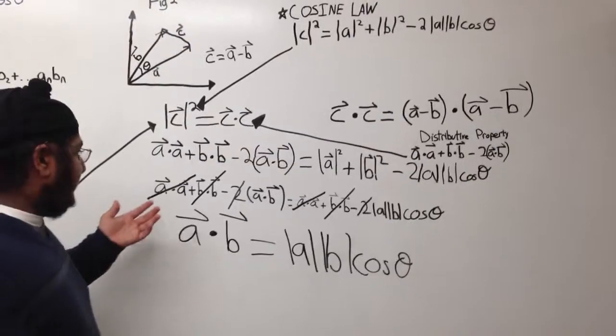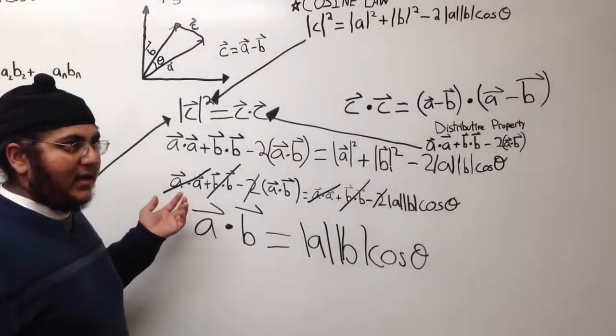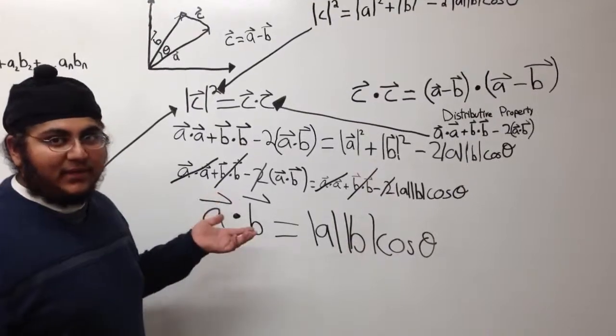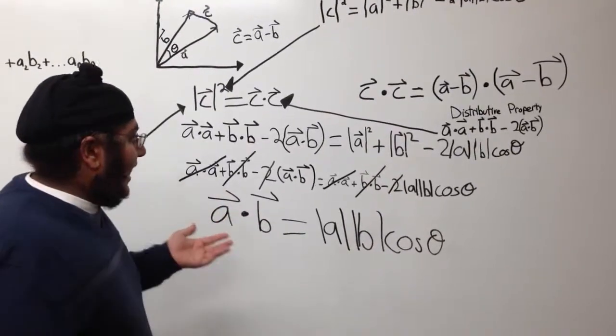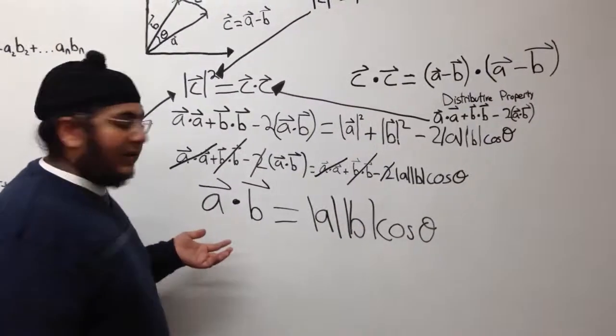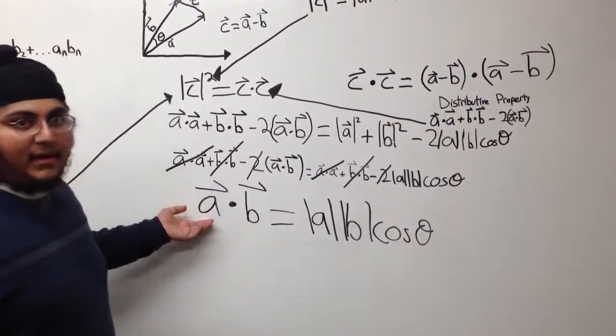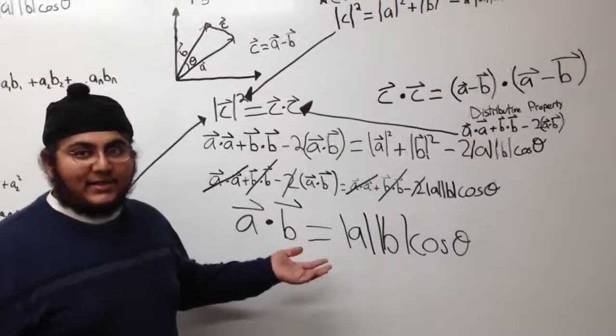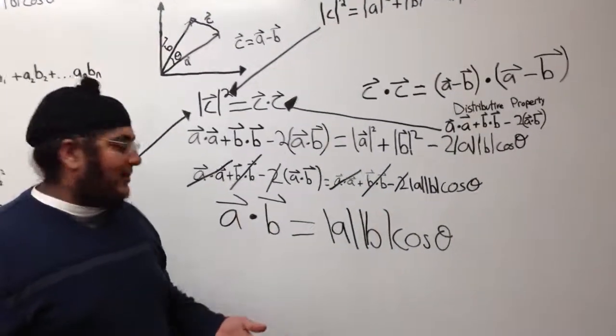We can subtract the dot product of A with itself from each side of the equation, and the same for the dot product of B with itself from each side of the equation. And then we can divide 2 from each side of the equation, and we are left with vector A dot vector B is equal to the magnitude of length A times the magnitude of length B times cosine theta.